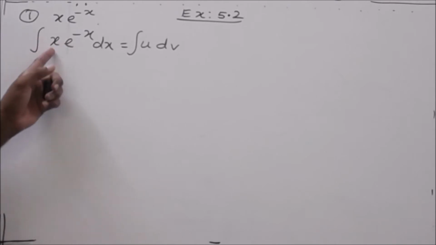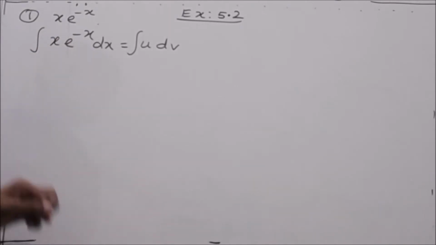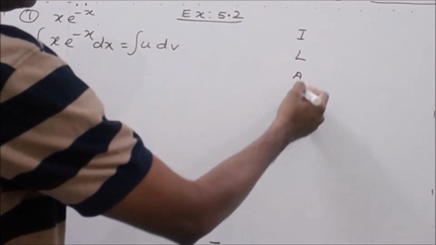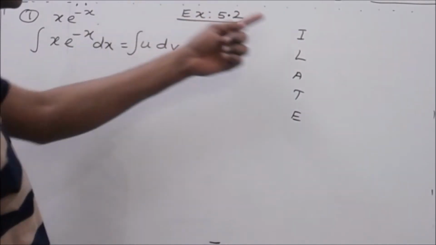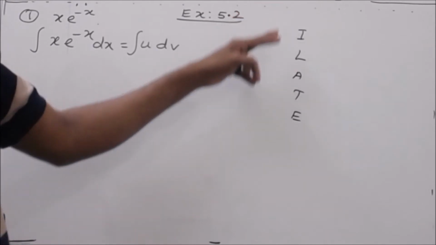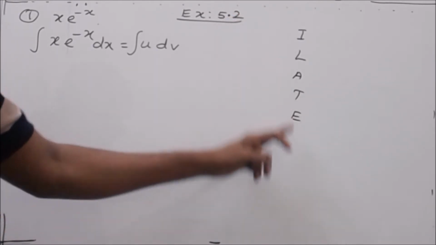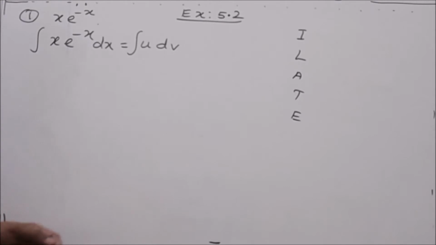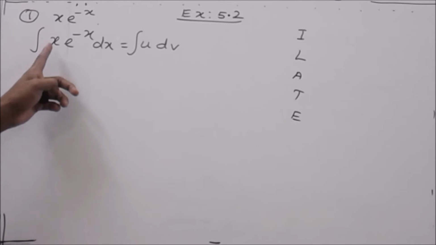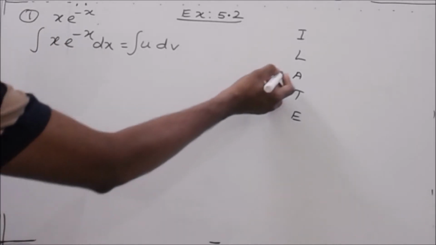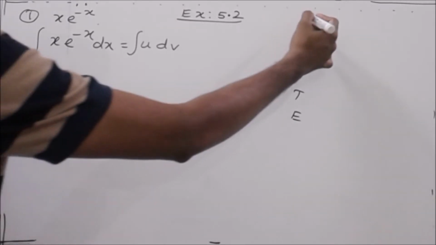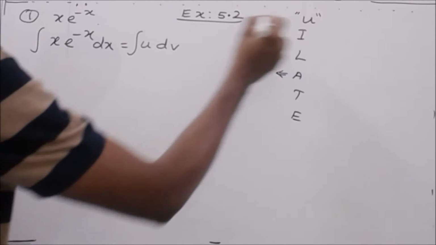Here there are two functions, one is algebraic, another one is exponential. By the use of ILATE: inverse, logarithmic, algebraic, trigonometric, exponential, which is given priority to take as u. To choose u, the priority is given to algebraic and exponential. Algebraic is given more priority, so that is u. To choose u, we are following this method.